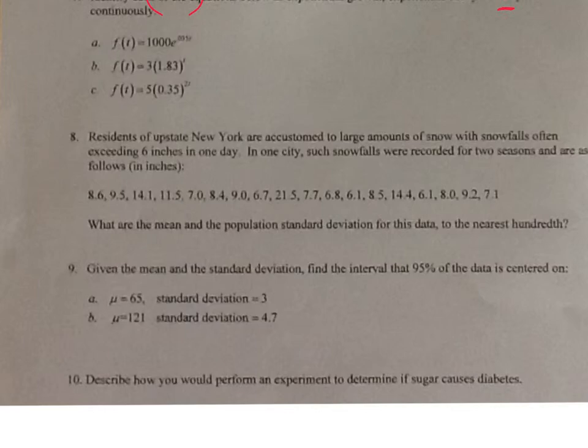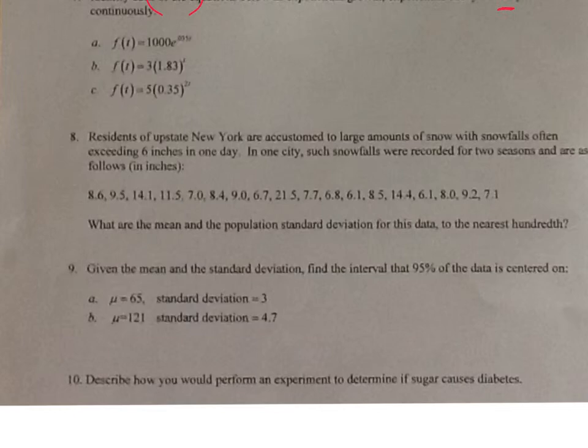Number 8 says, residents of upstate New York are accustomed to large amounts of snow, with snowfall often exceeding 6 inches in one day. In one city, such snowfalls were recorded for 2 seasons and are as follows in inches. So we have this data here. What is the mean and the population standard deviation for this data to the nearest hundredth?